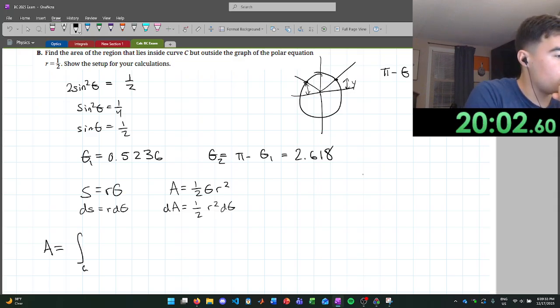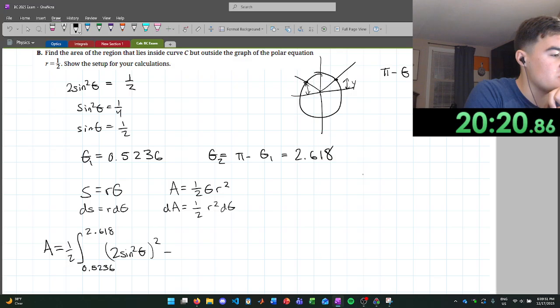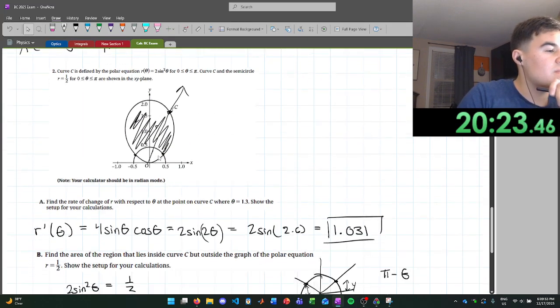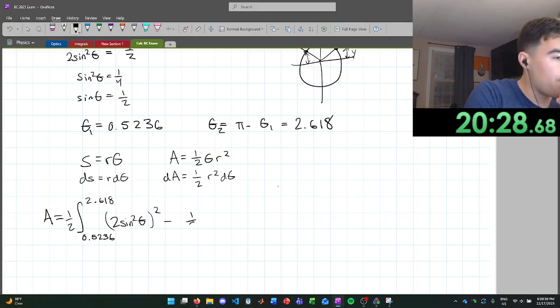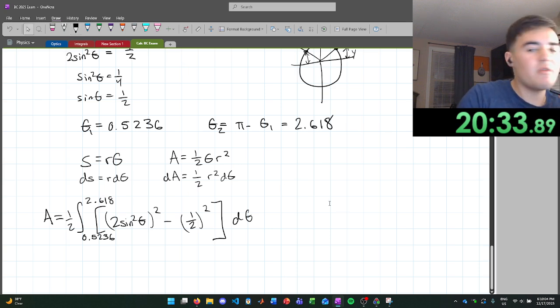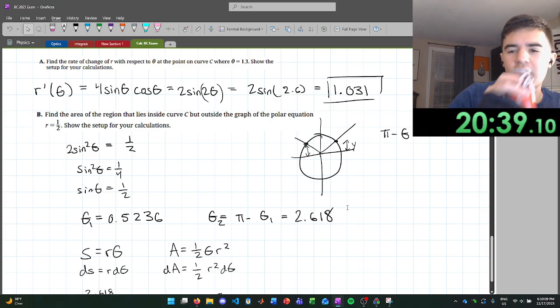So 0.5236 to 2.618 of the outer function, which is r of theta. So 2 sine squared theta, squared, minus, so that's the outer area. Oh, and there's a 1/2 out here too. That's the outer radius minus the inner radius, which is 1/2. So minus 1/2 squared d theta. So that would be our integral there. I think that's right. We'll have to check with the answer. I'll check the answer at the end.